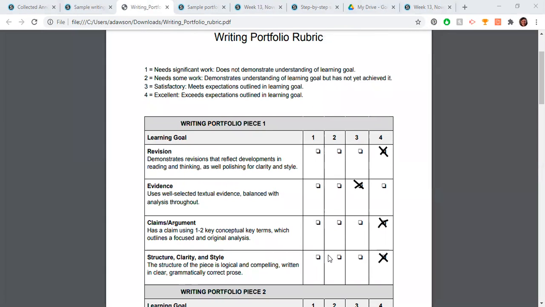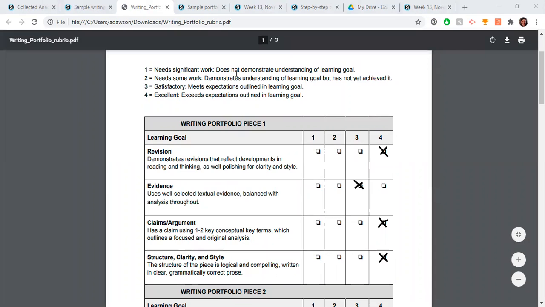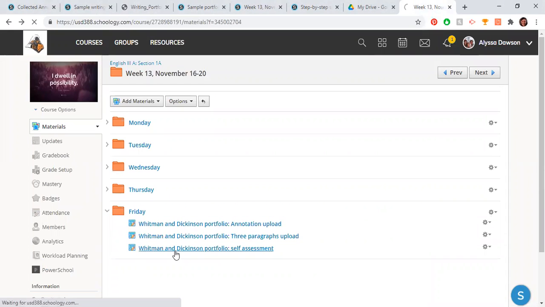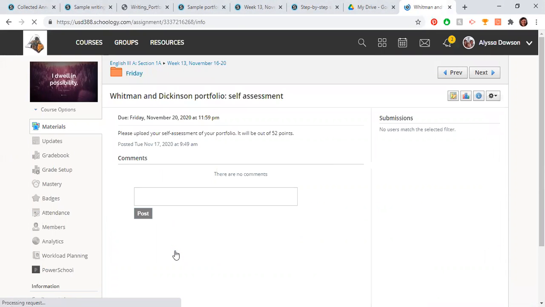But on the whole, it's really very good. So that piece of writing you will turn in on Friday under the self-assessment. I want you to either mark it by hand and upload a JPEG or PDF or PNG, or you can mark up the JPEG on your own and then save a copy of it and upload it.